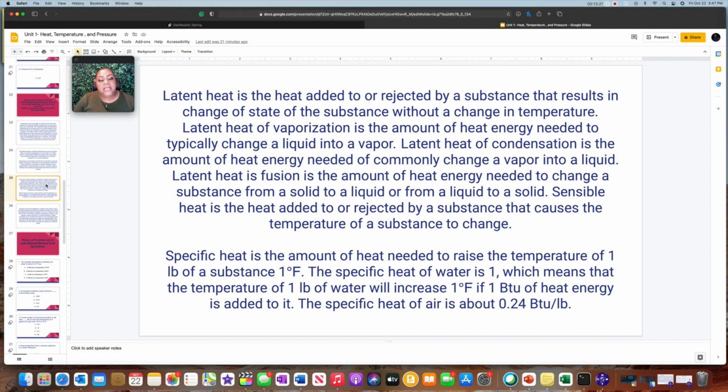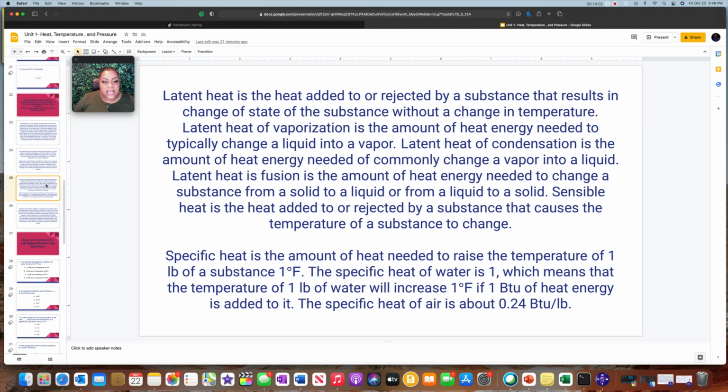So latent heat is the heat added to or rejected by a substance that results in the change of state of the substance without a change in temperature. Latent heat of evaporation is the amount of heat energy needed to typically change a liquid into a vapor. Latent heat of condensation is the amount of heat energy needed to commonly change a vapor into a liquid. I'm going to say it again: latent heat of condensation is the amount of heat energy needed to commonly change a vapor into a liquid.